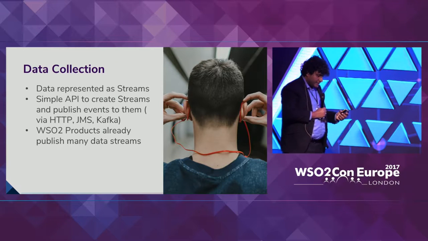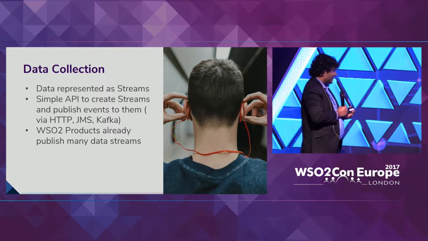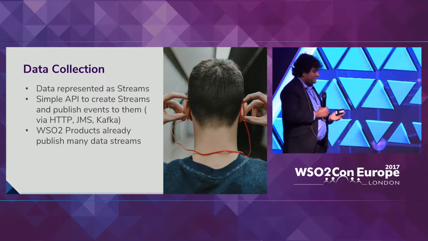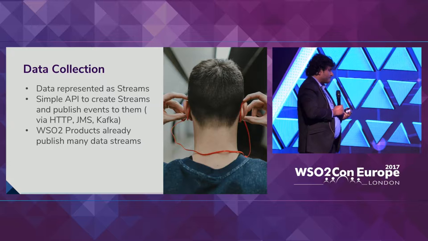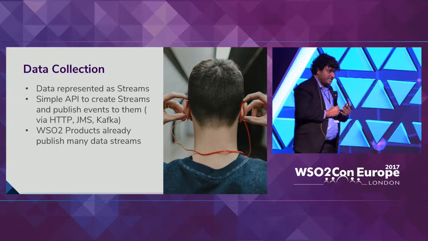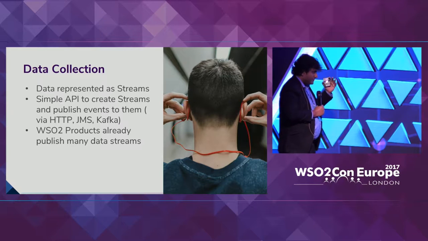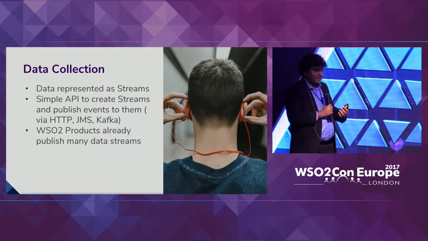Then to actually calculate the KPIs, you want the data. Data collection is done by data streams. You can have APIs to create streams, for example, HTTP data stream, JMS, Kafka, SMSs, anything, or from IoT devices like MQTT and so on. So all of these will create data streams for you to analyze. That's the basic building block you will need for the other aspects. And for example, WSO2 products themselves have multiple streams being analyzed when we use our products.